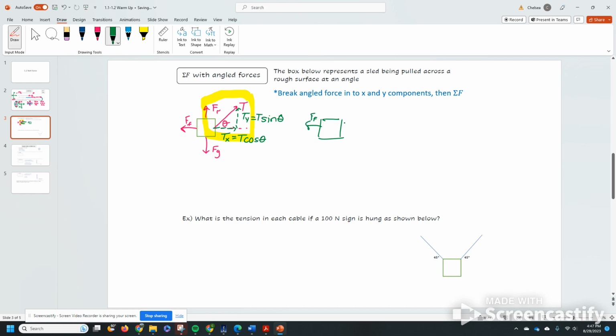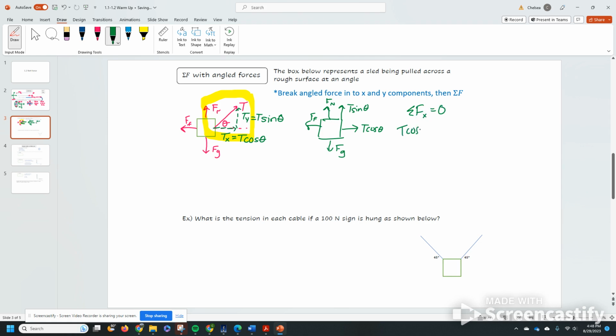So force of friction to the left, T cosine theta to the right. I've got my normal force up. I've also got T sine theta up. And then I've got my weight pointed down.